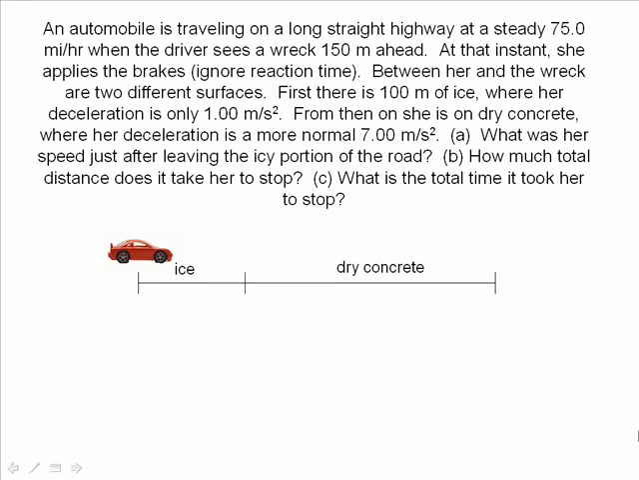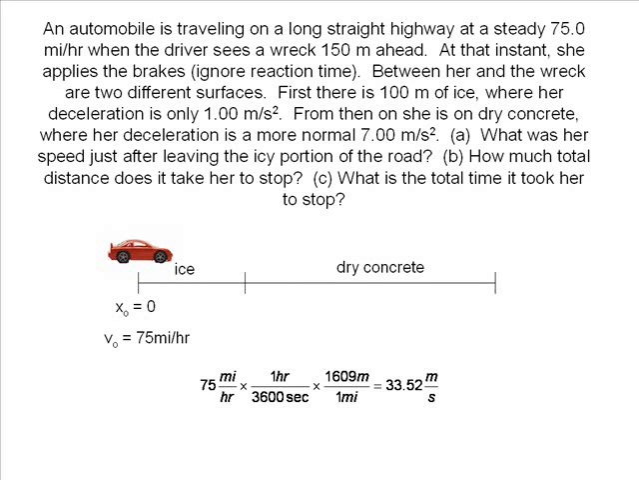Here we have a problem where the acceleration changes as the car skids to a stop. We are asked to solve for multiple variables, and to do this we need to first analyze the car's motion. We will look at how the variables affecting the car change as it comes to a stop. Initially we know the car's position is 0 and has a velocity of 75 miles per hour.